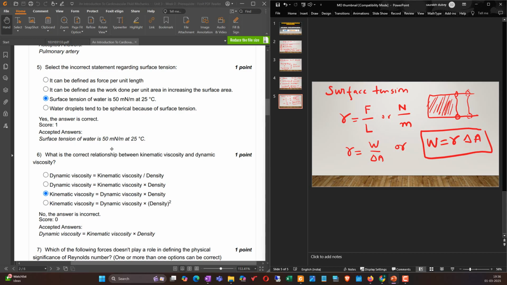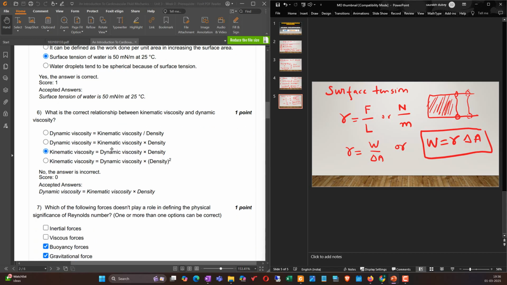Now, what I'm saying is this: if you actually see another question, what is the correct relationship between this kinematic viscosity and the dynamic viscosity? So this option is the correct one.